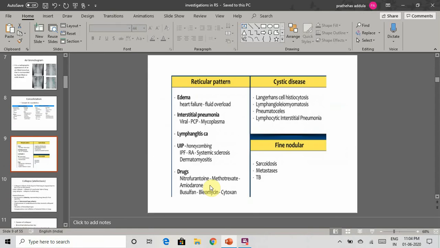Reticular pattern is seen with edema, heart failure, fluid overload, interstitial pneumonia, viral infections, PCP and mycoplasma, lymphangitis carcinomatosa, and drugs like nitrofurantoin, methotrexate, amiodarone, busulfan, bleomycin and cytoxan. Cystic diseases like Langerhans cell histiocytosis, lymphangiomatosis, pneumatocele and lymphocytic interstitial pneumonia. Fine nodular pattern is seen with sarcoidosis, metastasis and TB.